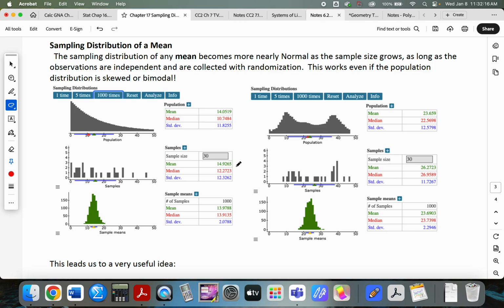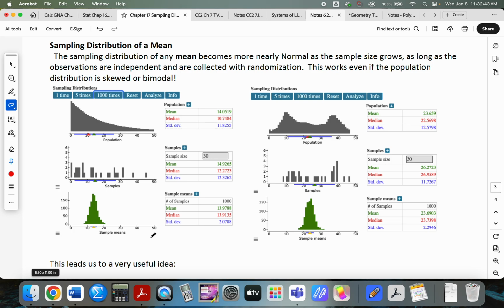And its mean is this. And you notice that the mean of that particular sample is not particularly close to this mean. It's not terrible, but if I do that over and over and over again 1,000 times, I get something that's really close to the original mean. So this is called the sample means.